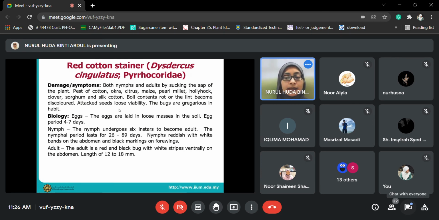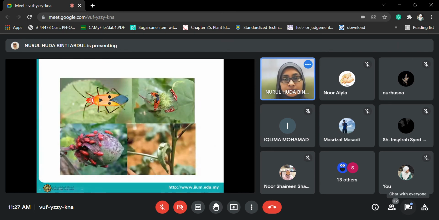days. Okay, the nymph is reddish with a white band on the abdomen and black marking on the forewing. Meanwhile, the adult is red and black in color with a white stripe ventrally on the abdomen. The length is around 12 to 18 mm. So 1.2 hingga 1.8 cm. Okay, this is the picture.